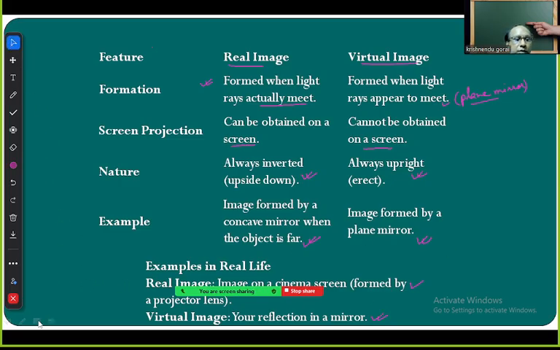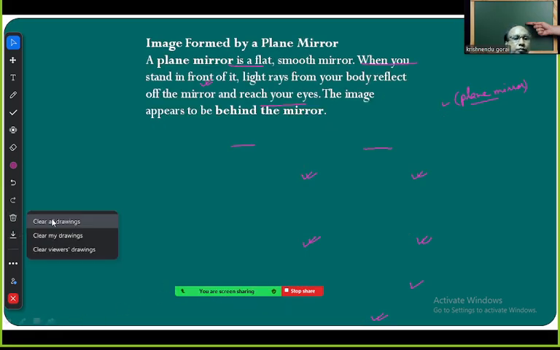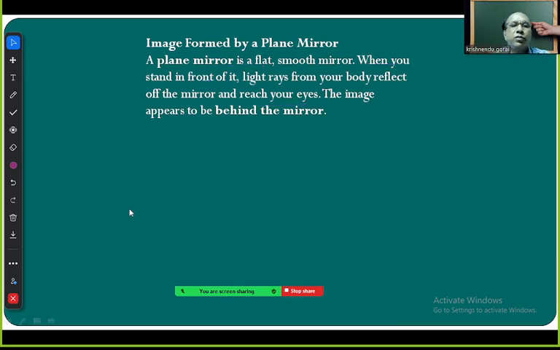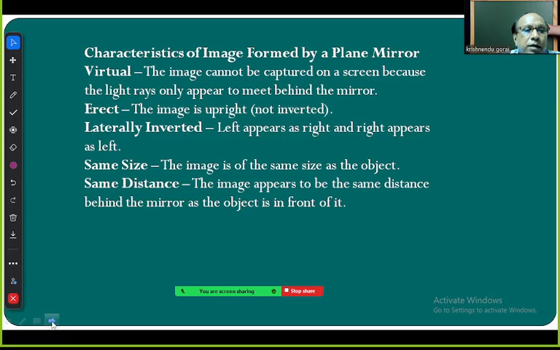Now going to the next section. Image formed by plane mirror. I already told you how an image is formed in a plane mirror. Then I am going to the next section: characteristics of the image formed by a plane mirror. There are three characteristics. Virtual: the image cannot be captured on a screen because light rays only appear to meet behind the mirror, that is virtual, right? The image is upright, not inverted.